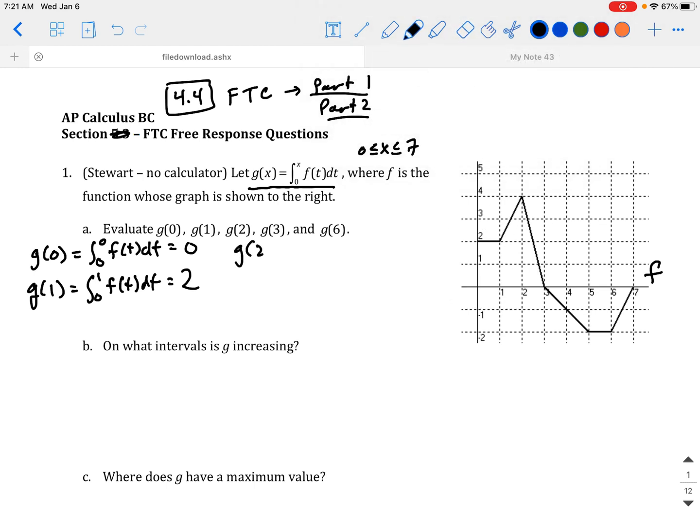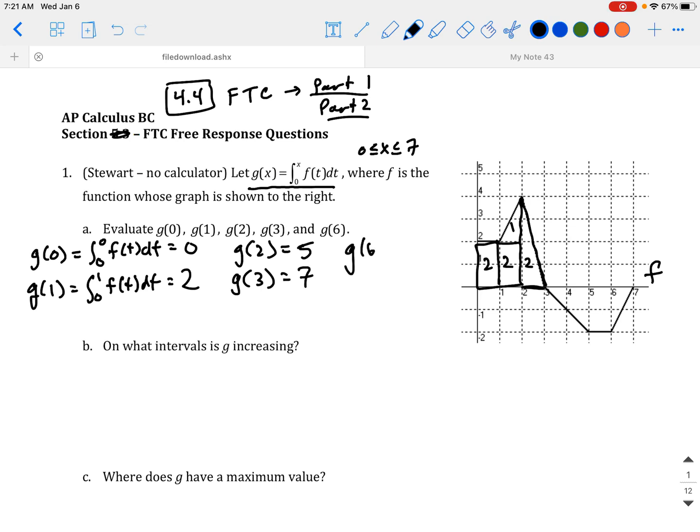And then we can keep going. So g of 2, if we do the area from 0 to 2, we've got 2 2x1s, so that's 2, and then half of that in that rectangle is going to be 5. G of 3, we'll take that 5 and add, looks like 2 more.